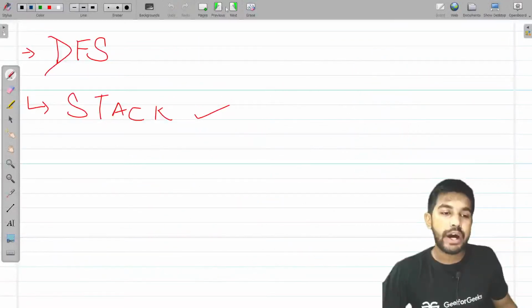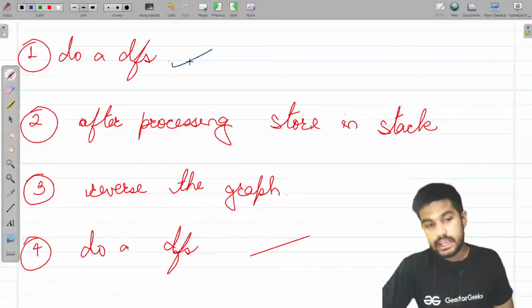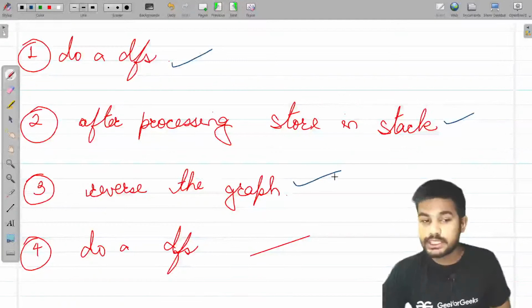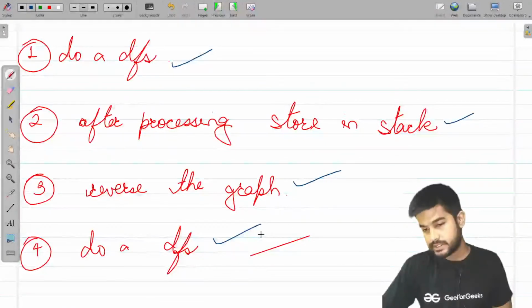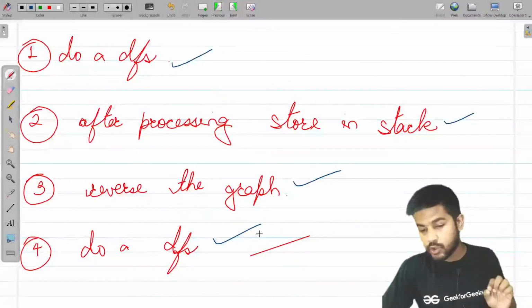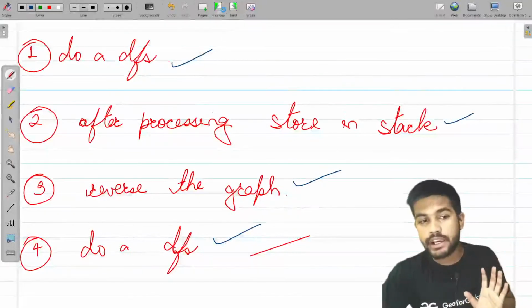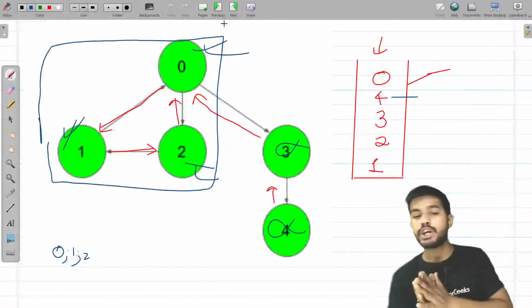Now that is how you would be doing this. You would do a DFS. After processing, we would be storing it in a stack. We would be reversing the graph itself, and then we would again do a DFS. Now I would be showing you all these codes one by one in different parts. So am I clear with this or not? Am I clear with this or not?